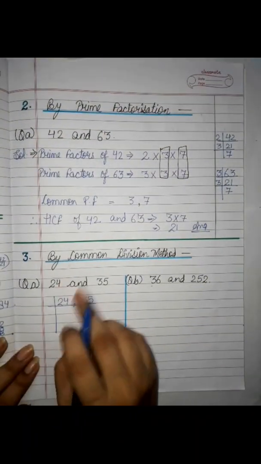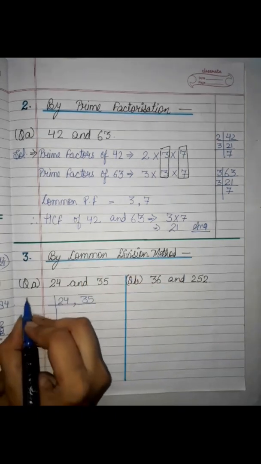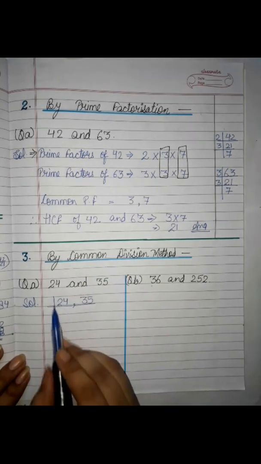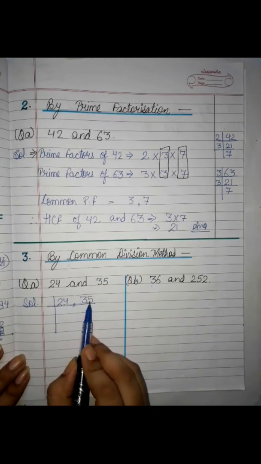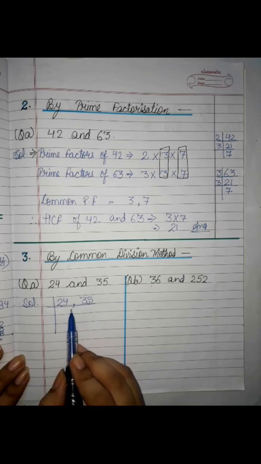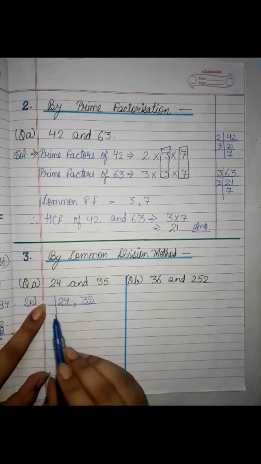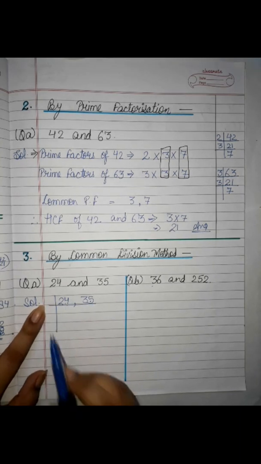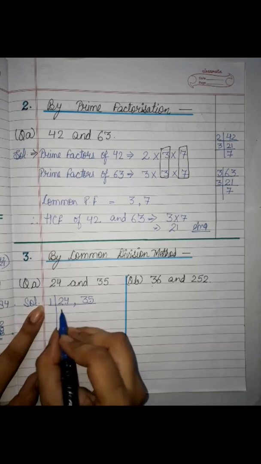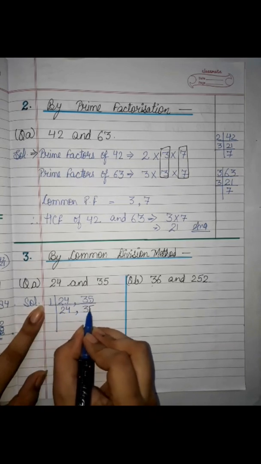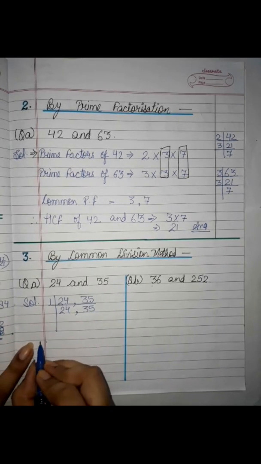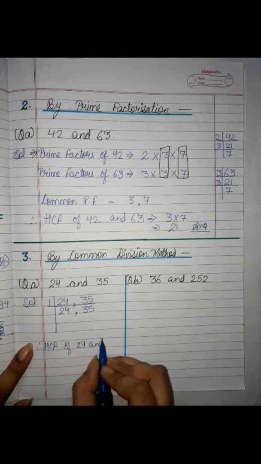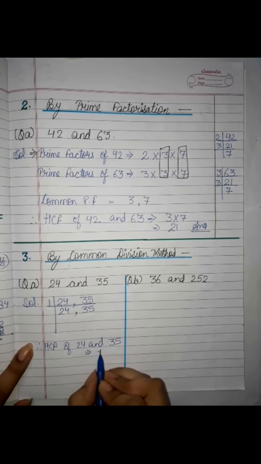Here we have to find the HCF by common division method. So children, for this A part, you will be making the line. Common division method, you will make a line and all the numbers together you will write. Now you have to find a divisor which can divide these two numbers, that both numbers get divided by the same number. We have only 1, 24 and 35 is 35, no other number. So therefore HCF of 24 and 35 is 1.